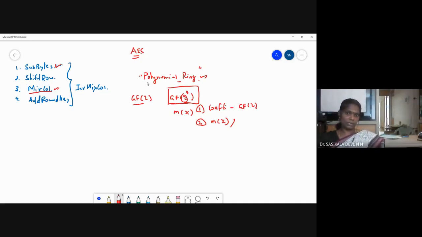This is the base behind the mixed column and inverse mixed column round. I'm not going to start how to perform mixed column or inverse mixed column now; we'll discuss that component on Monday. But to understand them, you need the fundamental number theory concept, polynomial ring. So I'm going to concentrate on polynomial ring today, and Monday we'll discuss the mixed column and inverse mixed column operation.